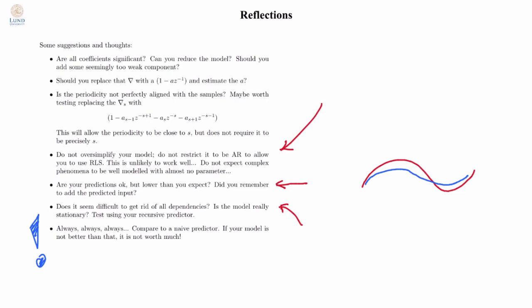If it is not better than that, your model is not worth anything, and you should go back and redo it. You always need to remember to keep your naive predictor there. You have to have a naive way of estimating things and compare to that. And you need to be better than it. It's very, very important. So remember to do this.